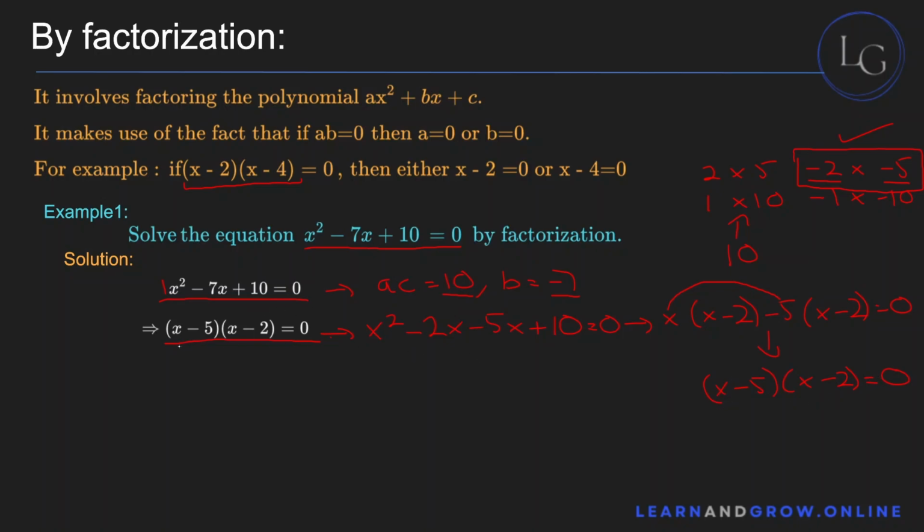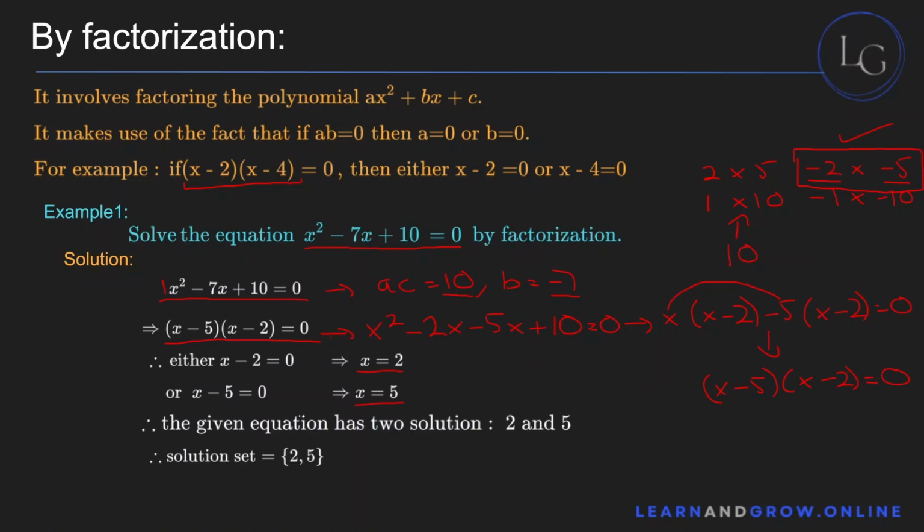We have achieved this now. Now, either the value of x - 2 is equal to 0, so x is equal to 2, or the value of x - 5 is equal to 0, so x is equal to 5. So now we have two values for x, and this is the solution set.